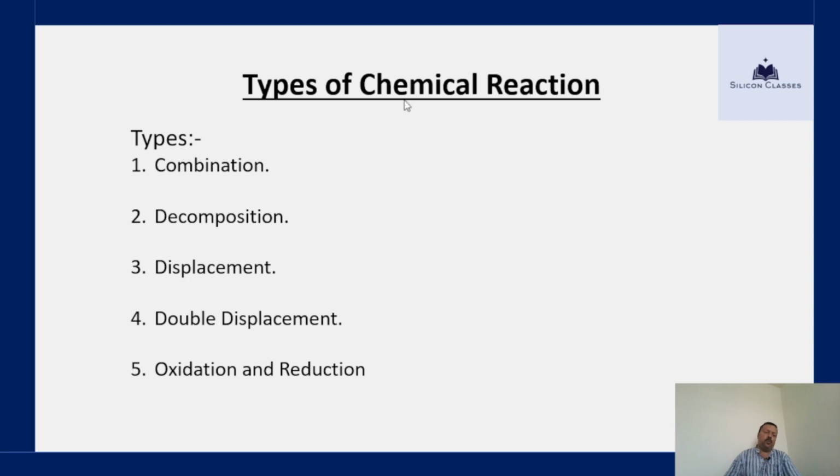Now we are coming to the types of chemical reaction, very important. We have already discussed in our initial slide that there are 5 types of chemical reaction: 1 combination, 2 decomposition, 3 displacement, 4 double displacement, 5 oxidation and reduction.